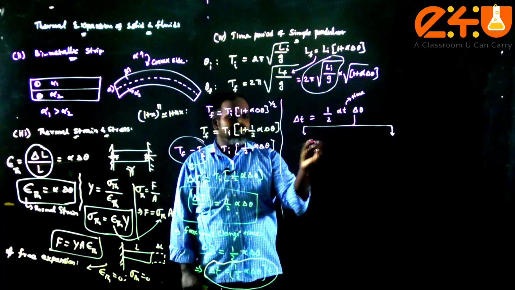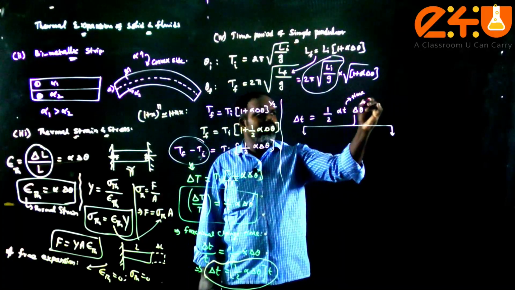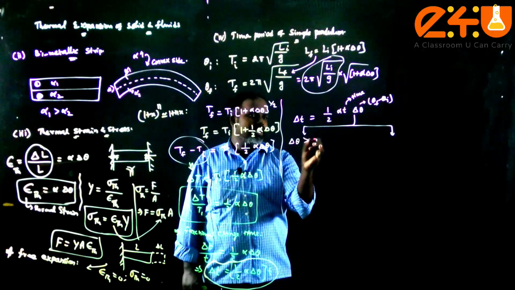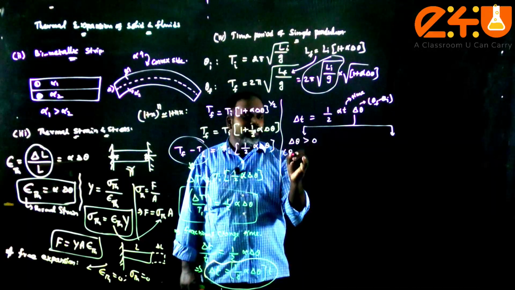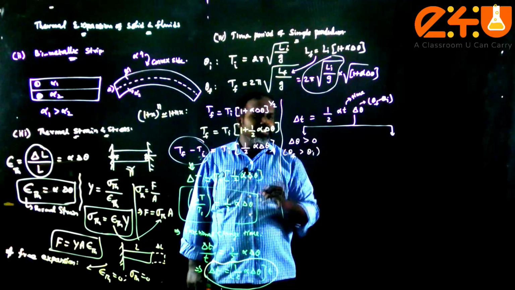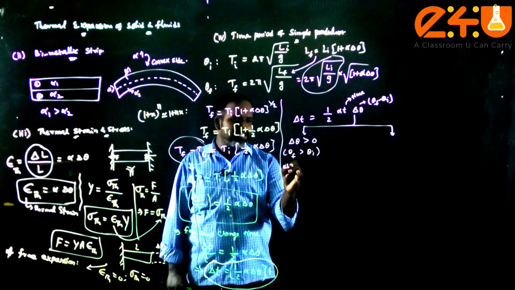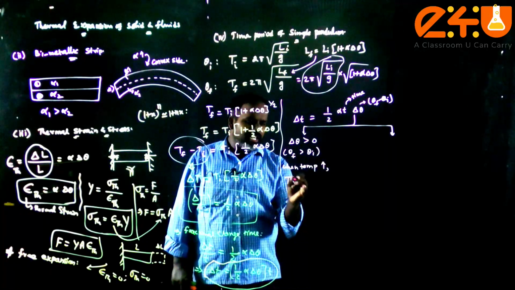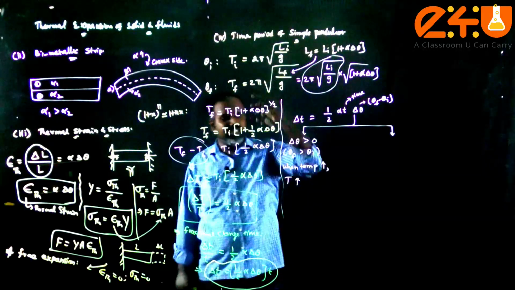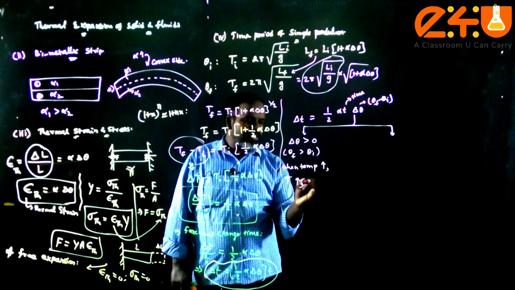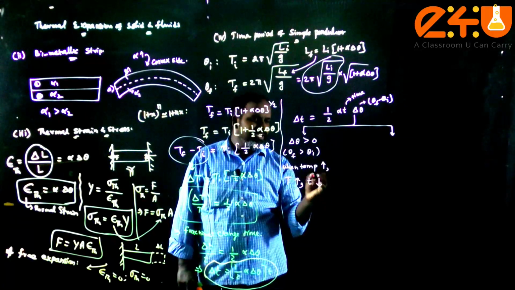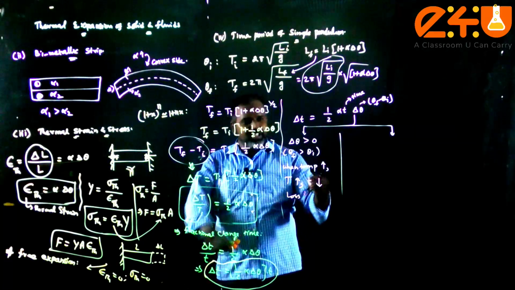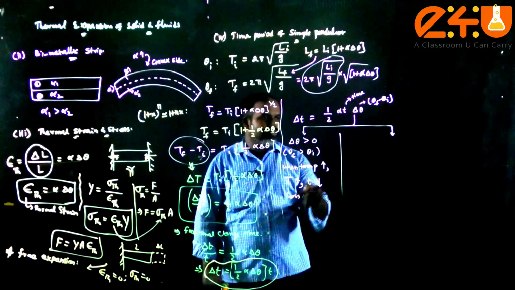So you just see this situation. Delta theta is nothing but theta final minus theta initial. If delta theta is greater than 0, that means theta final is greater than theta initial. That means when temperature increases, time period also increases because L increases. When time period increases, the time measured by the clock will decrease. That means there is a loss of time.